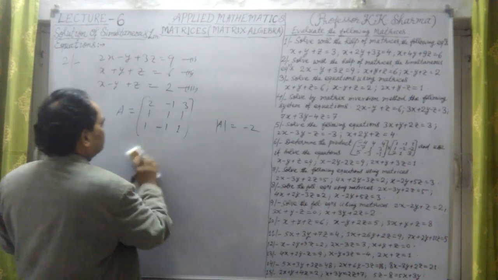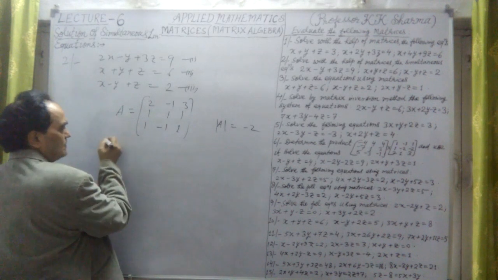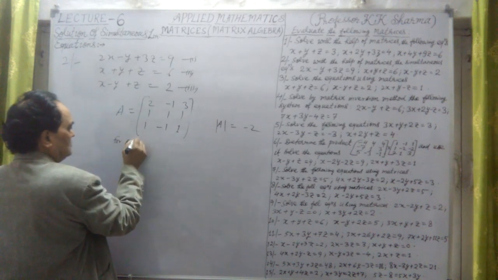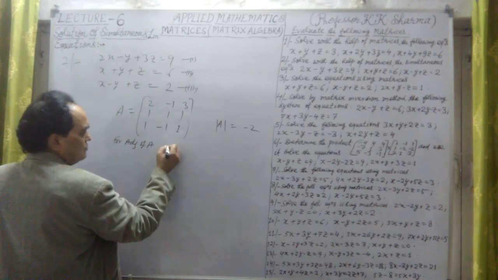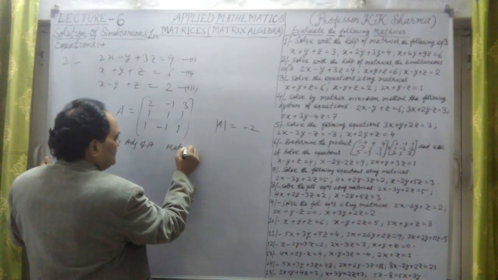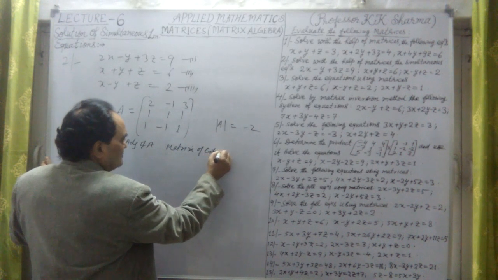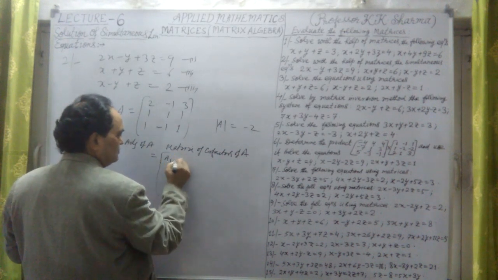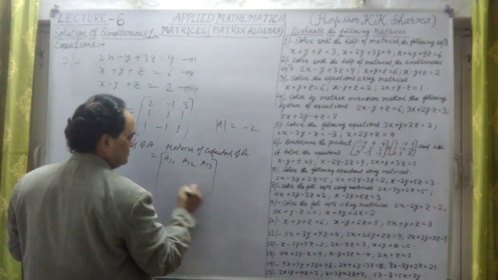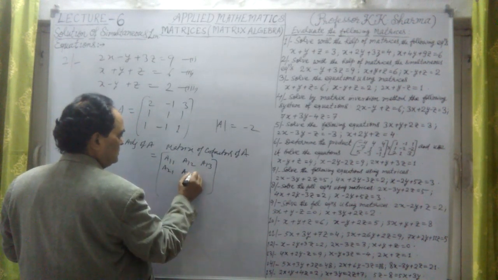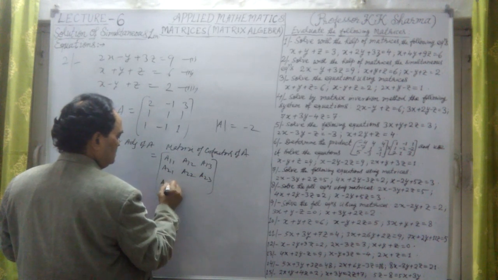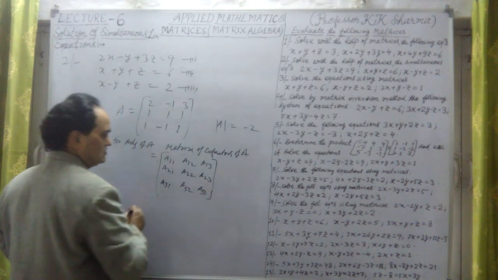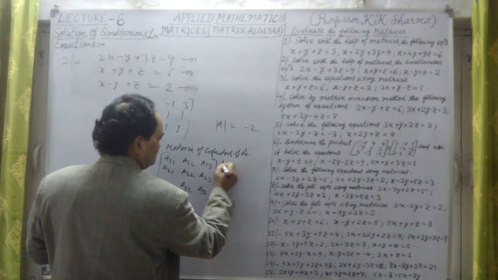Now let me take the inverse. So for the inverse of A, you have to find the adjoint of A. For the adjoint of A, we need the matrix of cofactors of A, which we write as A11, A12, A13, then A21, A22, A23, A31, A32, and A33. Now let me find what A11 is.